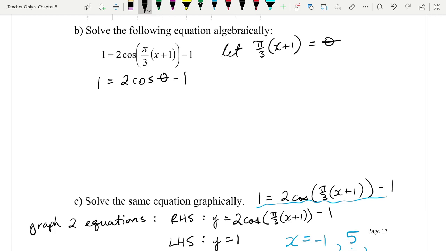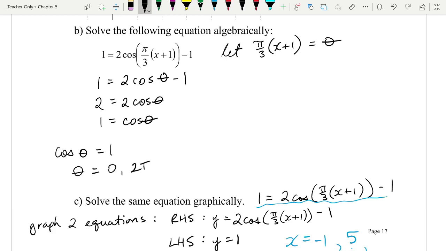Okay, so step 1, isolate cos theta. So I'm going to add 1 to both sides. Divide both sides by 2. And then ask myself, say self, where is the cos of theta equal to 1? Okay, well, cos of theta equals 1 when theta equals 0 and 2 pi. Now, hang on a sec. Problem, theta wasn't really what I was trying to solve. I was trying to solve x.